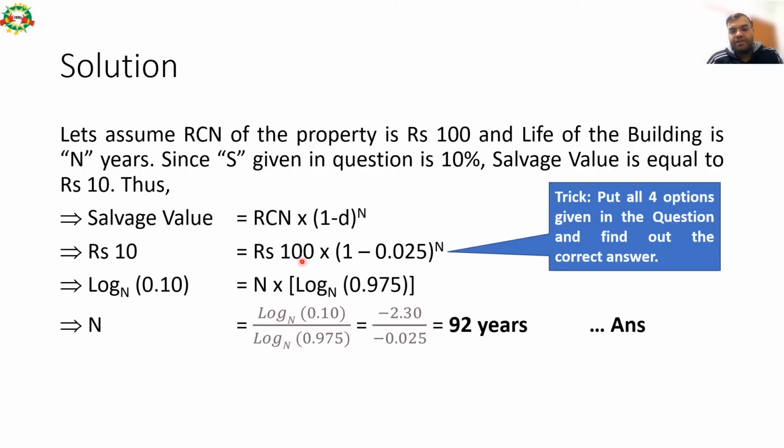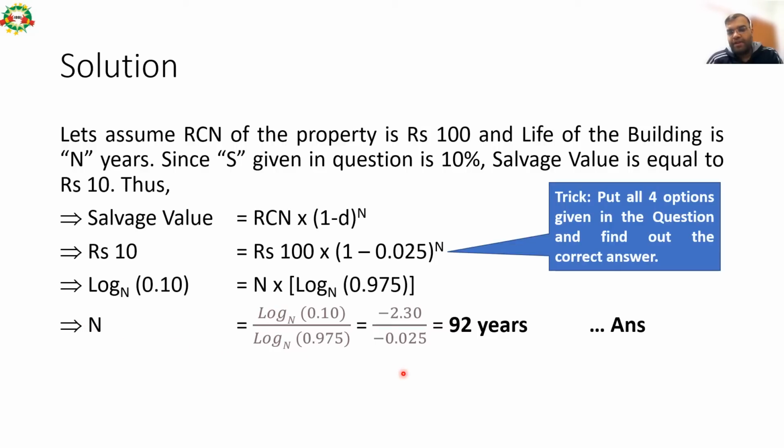Rupees 100 is the RCN that we assumed, and 1 minus 0.025 is also given in the question, and n we have to calculate. The exact methodology to calculate is the log technique, which is given in the question. n is equal to, you can use this formula.